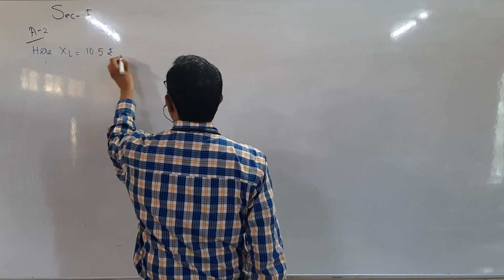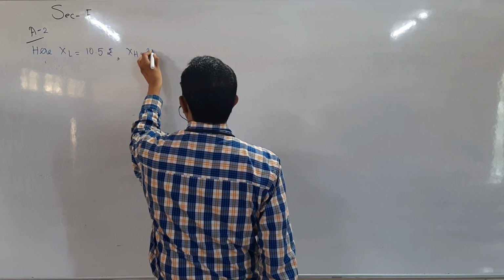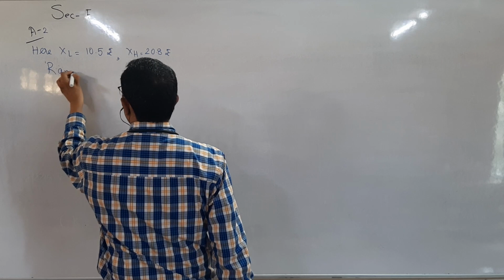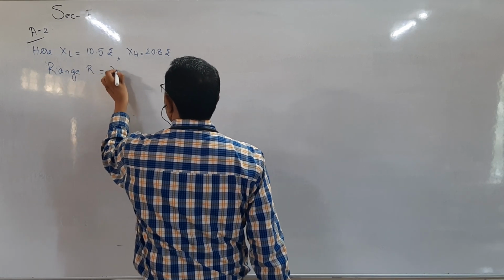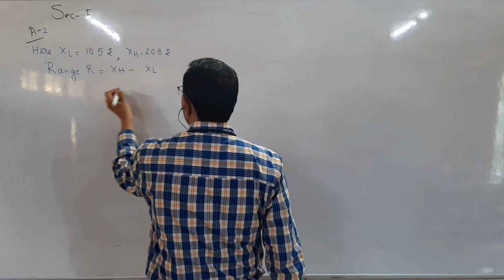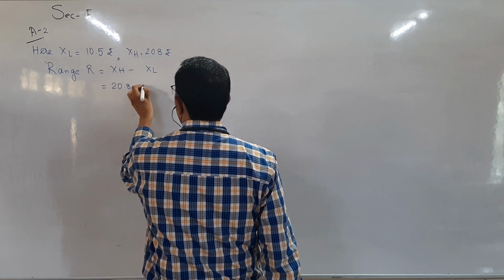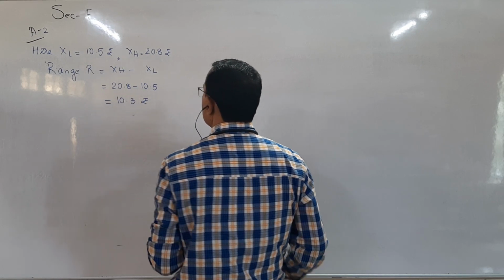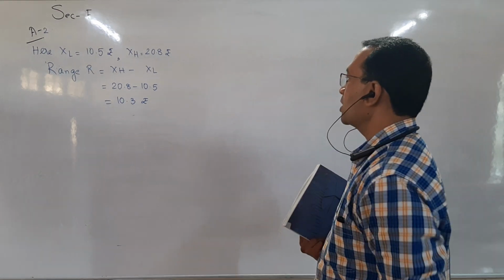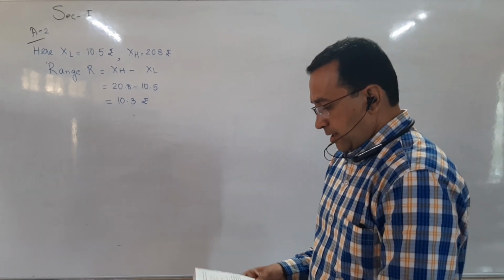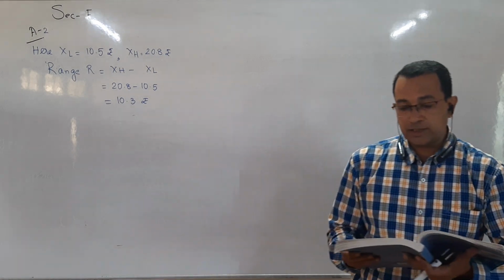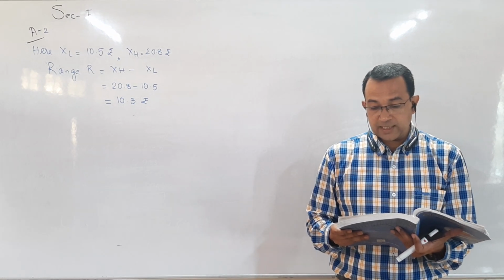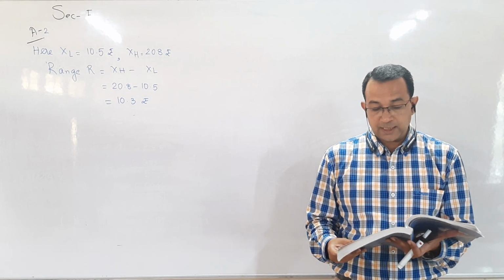XL is 10.5 rupees and XH is 20.8 rupees. So range R is equal to XH minus XL, 20.8 minus 10.5. So this is 10.3 rupees. Okay students, here we are told to prepare an exclusive continuous classification having class limits of one of the classes as 18.5 to 20.5.